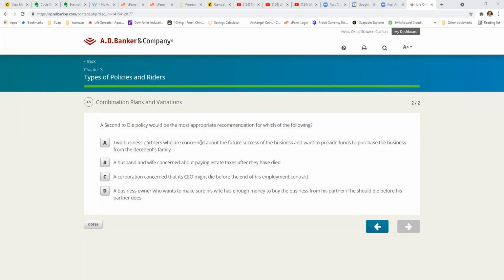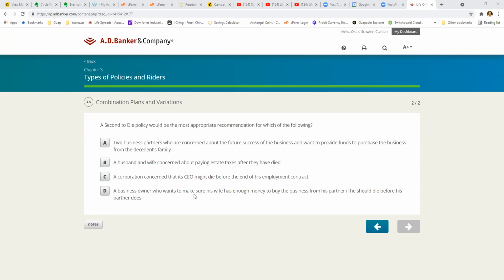So a husband and wife concerned about paying estate taxes after they have died. Oh, isn't that the exact example I used? So that might be true. So now let's see. A corporation concerned that its CEO might die before the end of his employment contract. That doesn't seem to fit. It has to be like a husband and wife situation or business partners, not like a CEO of a company.